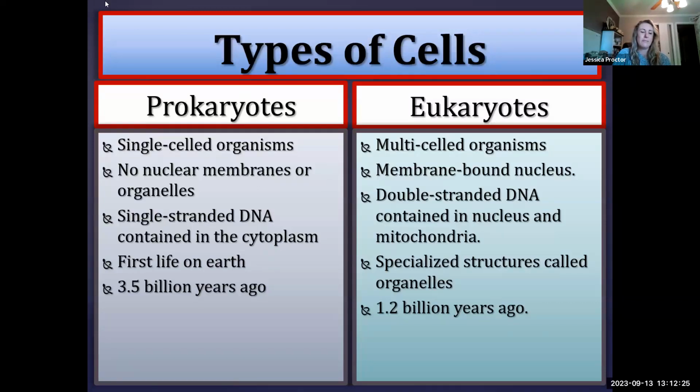These have no nuclear membranes or organelles. So essentially they are cells that do not have any compartments, any organs. I'll show you a picture of what the organs look like here in a moment. But they're single-celled organisms. They have very simple single-stranded DNA that is completely contained within the cytoplasm. So the cytoplasm is the liquid that kind of helps keep the cell's shape.